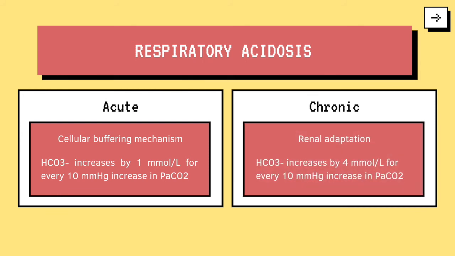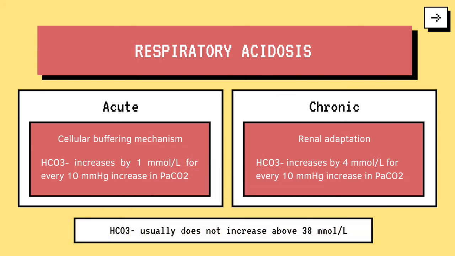In chronic respiratory acidosis, renal adaptation increases bicarbonate levels by 4 millimoles per liter for every 10 mm mercury increase in partial carbon dioxide. Serum bicarbonate usually does not increase above 38 millimoles per liter.